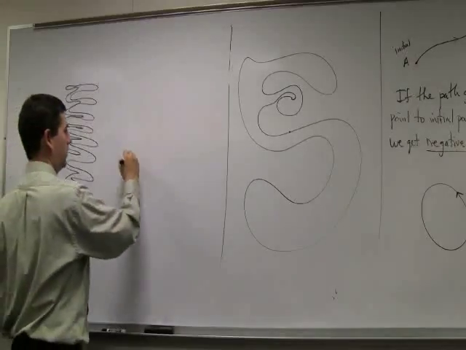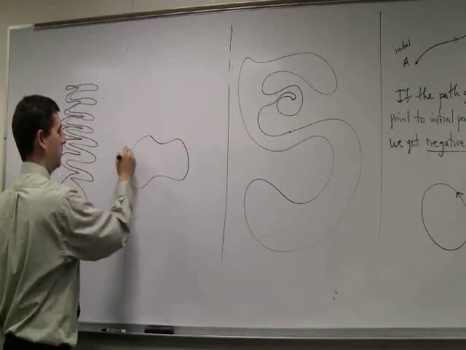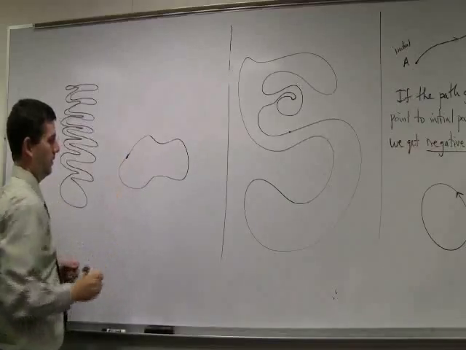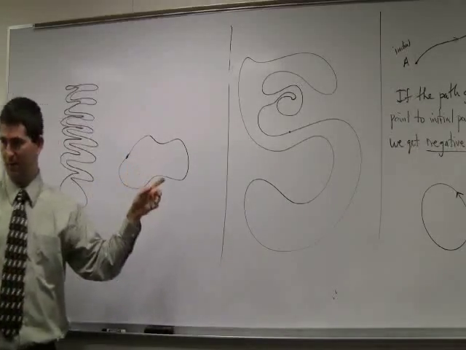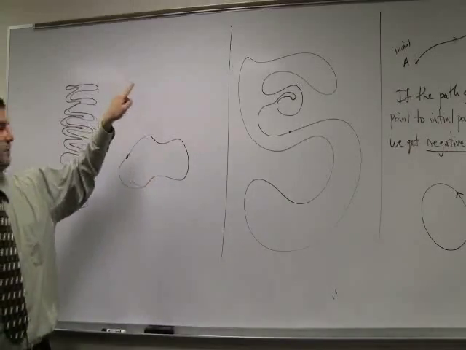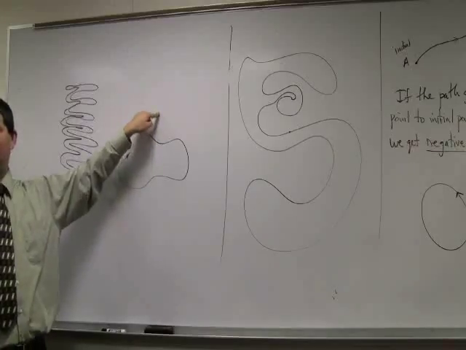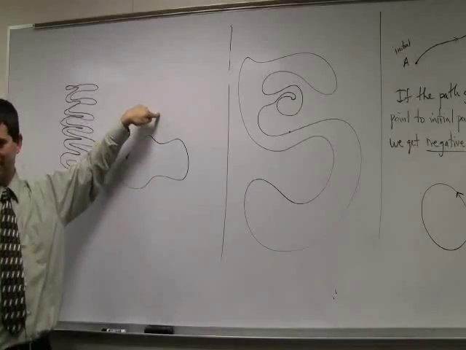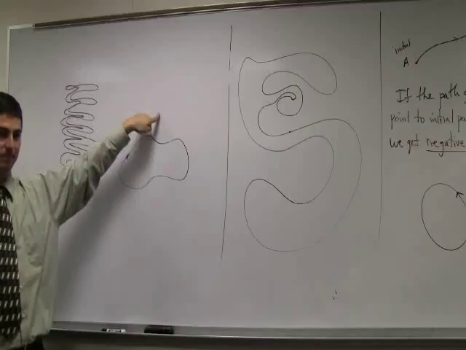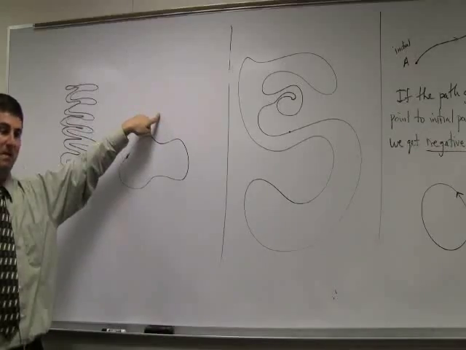Now, if you draw a nice simple closed curve here, it's clear. There's an inside, and there's an outside. How do you prove that? Depends on your perspective. My perspective. Yes.